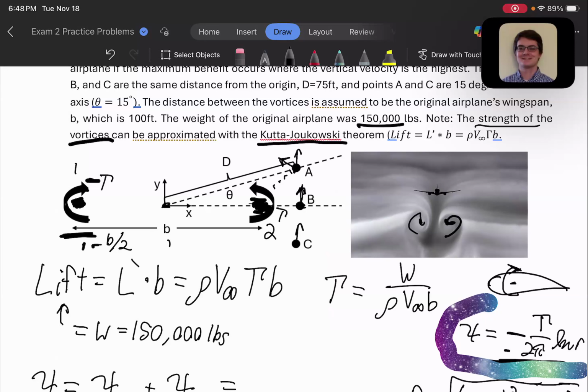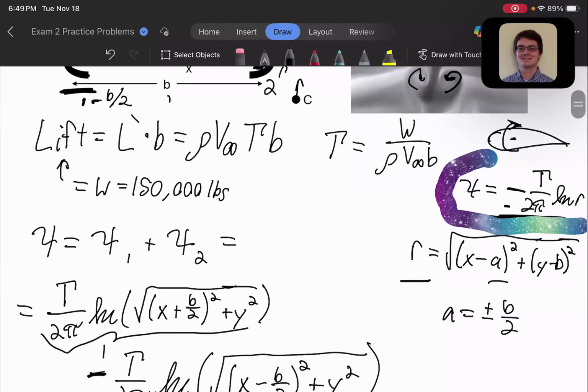So to paraphrase, if you've got a potential flow problem like this, start with either the velocity potential or the stream function, to define your flow field. You'll figure out the velocity field in a second, but define your flow field. In this case, we had 2 vortices, so we added both of those vortices in. We had to account for them being shifted.